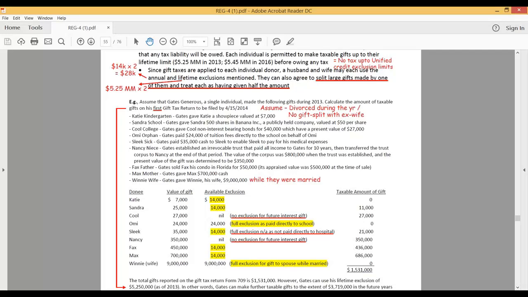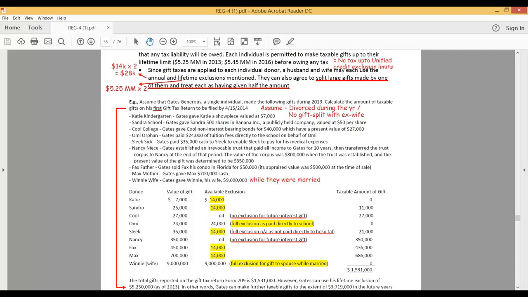For Cool College, he's giving a non-interest bearing bond for $40,000, which has a present value of $27,000. For Omi Orphan, he pays $24,000 of tuition fees directly to the school on behalf of Omi. For Sleek Sick, he pays $35,000 in cash to pay for his medical expenses. For Nancy Neese, Gates establishes an irrevocable trust that paid all income to Gates for 10 years, then transferred the trust corpus to Nancy at the end of the year.